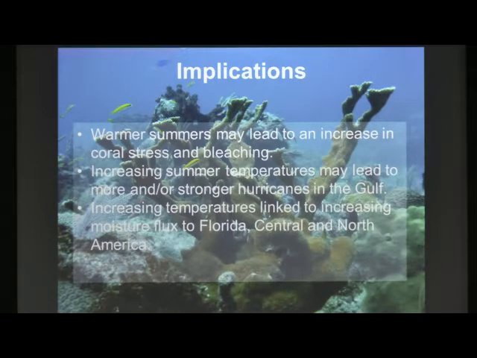So what are some of the implications of this study? One is we're seeing that throughout this 274 years these summers are warming. That's a particular concern for coral reefs because this is going to lead to thermal stress, and we also have problems with coral bleaching. As the water gets warmer and warmer, corals tend to bleach. Increasing summer temperatures can also lead to more or stronger hurricanes within the Gulf of Mexico. Another thing is increasing temperatures are linked to moisture flux, particularly into central North America and Florida.